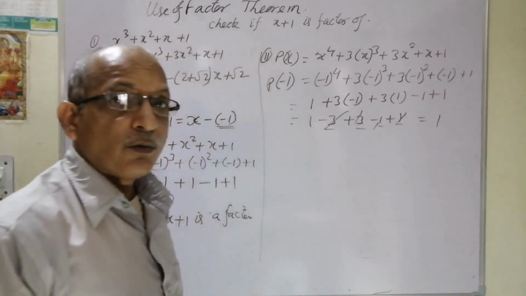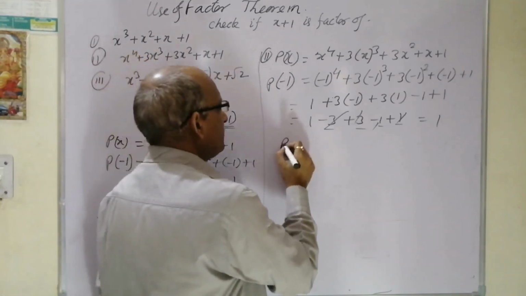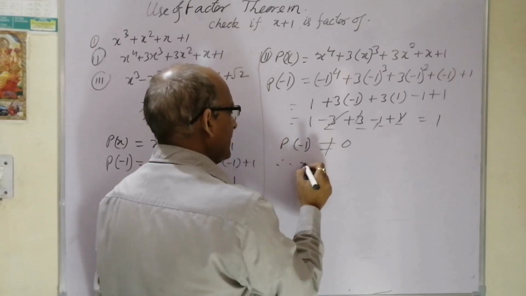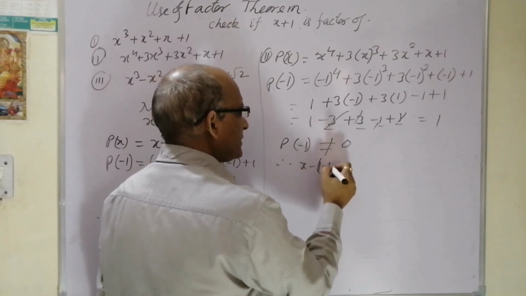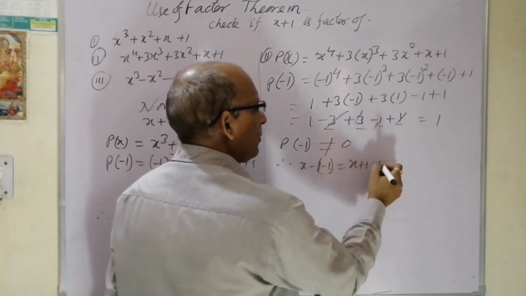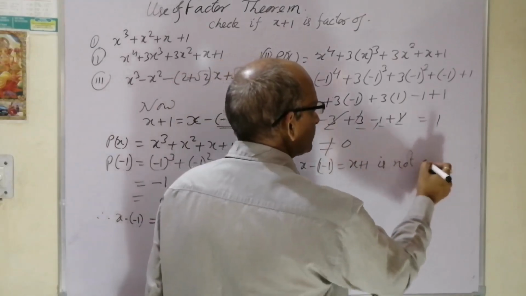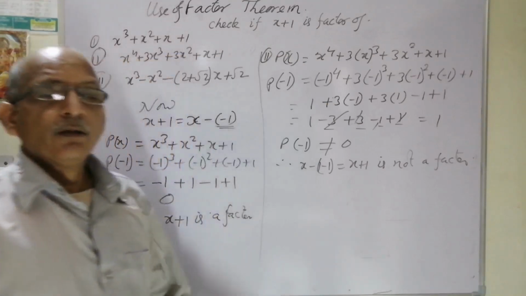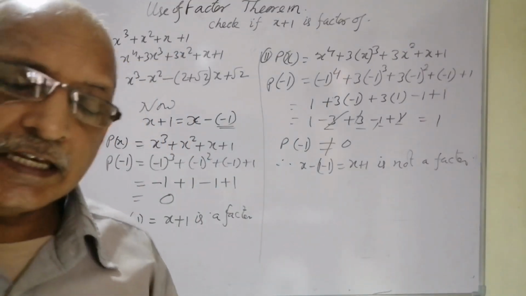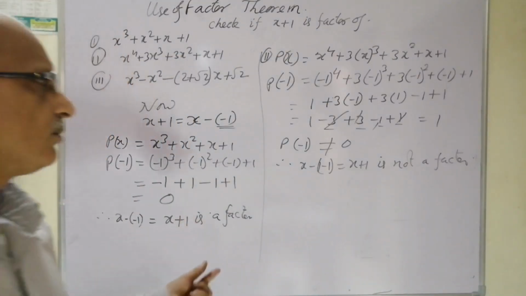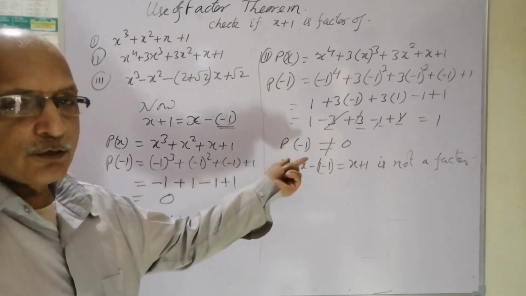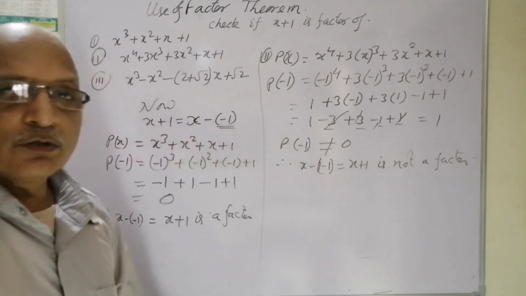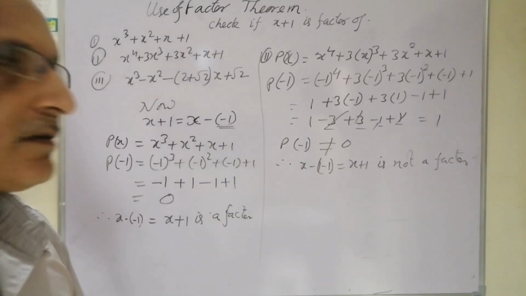Is P(a) 0? No. We'll see here P(minus 1) is not equal to 0, therefore x minus of minus 1, that is x plus 1, is not a factor. Very clear? Not a difficult one. Put the value of x, that is a. If it is being reduced to 0, then factor can be declared. If it is not equal to 0, then we will declare that it is not a factor.